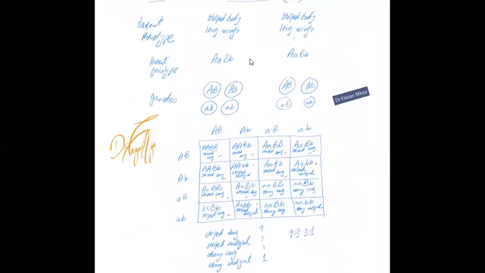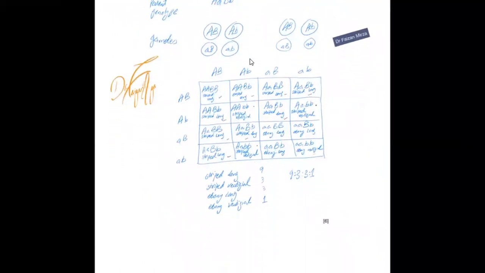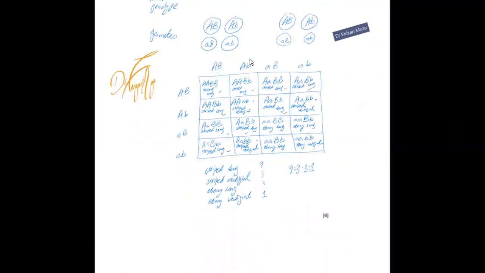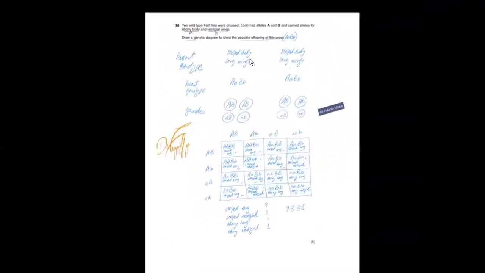If we try to recall what recombinants are: if the parental phenotype is striped and long, we know striped was present with long. So any of these having striped long will be the phenotype of the non-recombinant. But striped vestigial and ebony long, these are the two which will be, in this case, the recombinant ones.